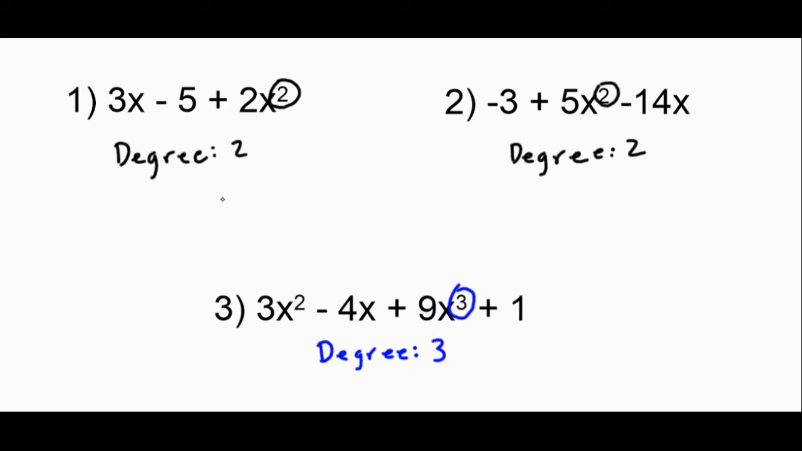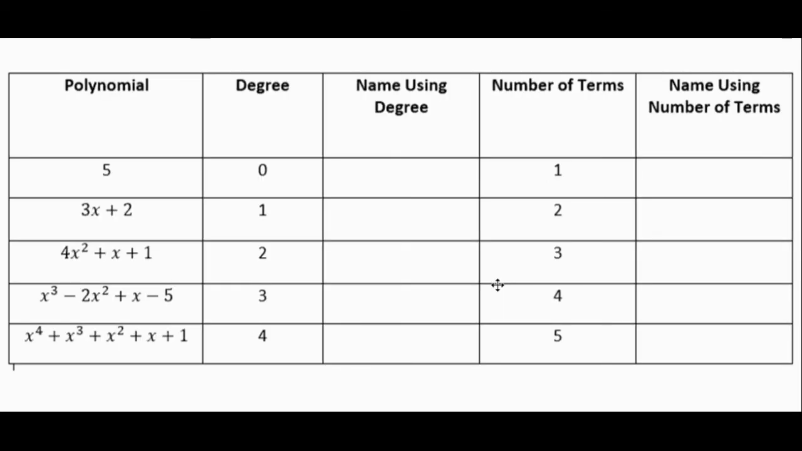Now there are special names associated with the different degrees. And what we're going to do here is we're going to make a chart looking at different polynomials, looking at their degree, there's a name for that, and then we're going to look at the name using the number of terms. So first of all, I have this polynomial. Polynomial is 5. Now the degree here is 0. If you notice here, I don't have an x, so we say that it is degree 0. Now the name using when I have degree 0 is constant.